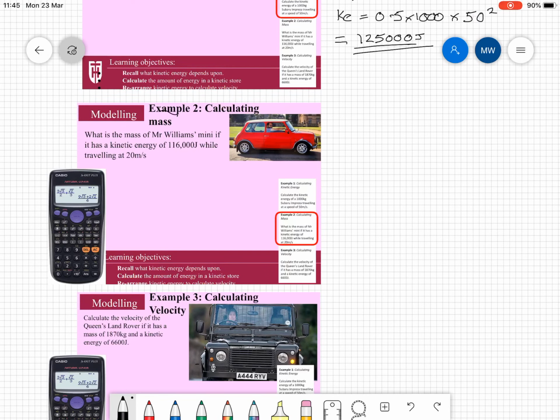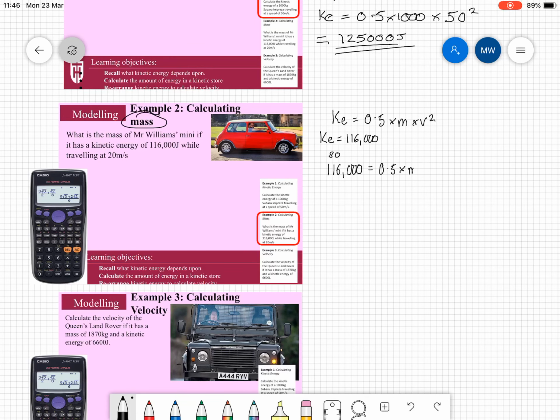Okay, example number 2. So in this example, we're calculating the mass of Mr. Williams' Mini if it has a kinetic energy of 116,000 while travelling at 20 meters per second. So I've written out my equation. I'm then going to write underneath where those numbers are going to go. Okay, so kinetic energy is 116,000. So here we go. 116,000 equals 0.5 times mass, which they haven't given because that's what we're working out, so I'm going to leave it as m, times the velocity, and not forgetting to square it, so 20 squared.